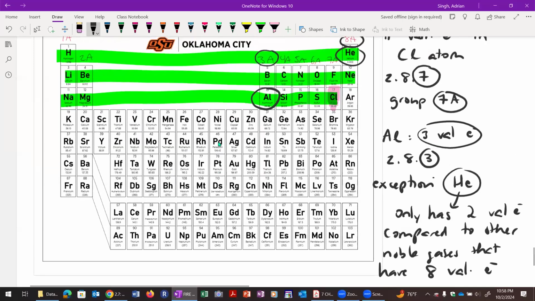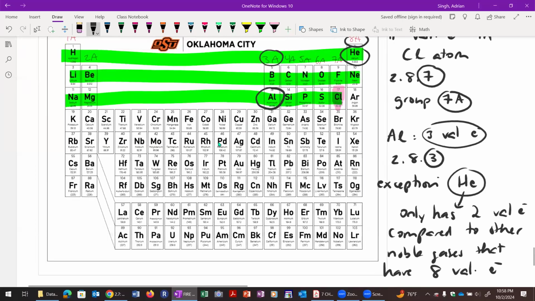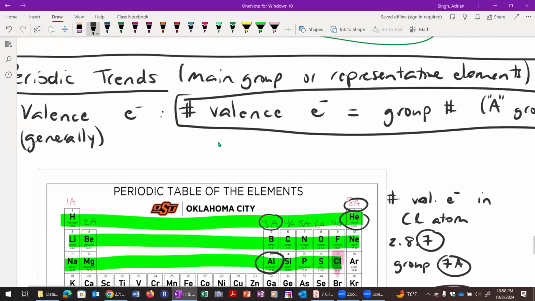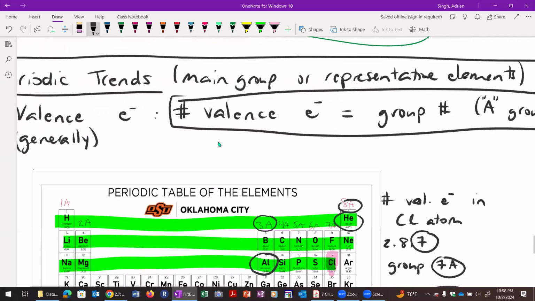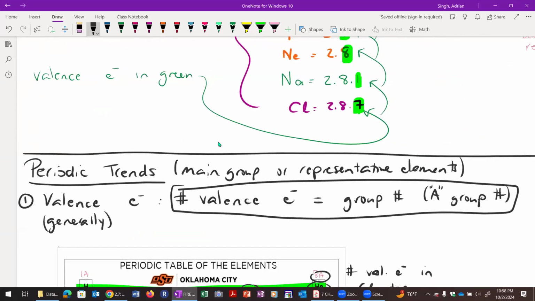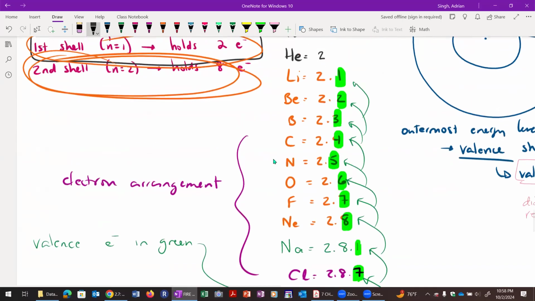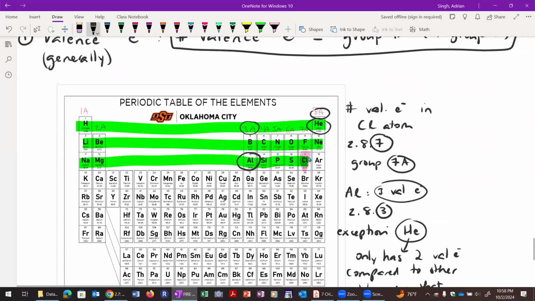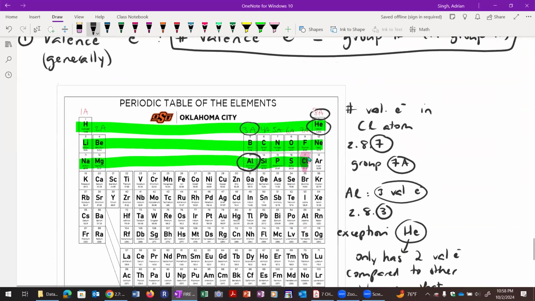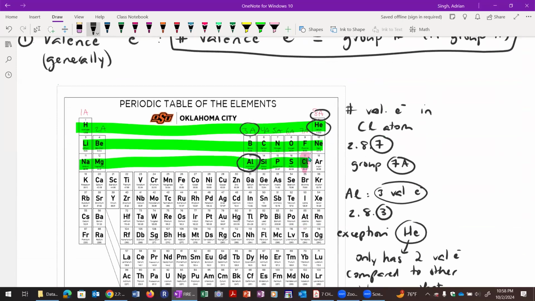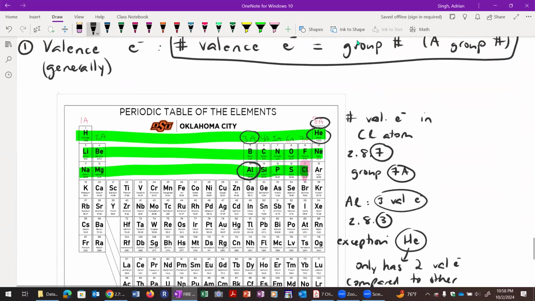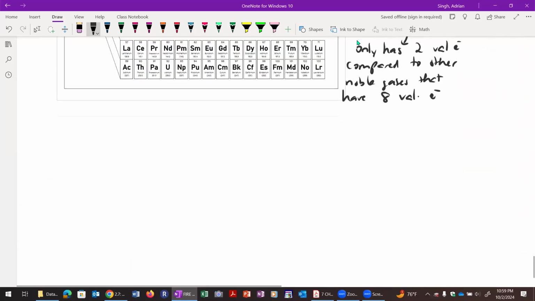All right, so generally, it's very, very easy to determine for the representative or the main group elements how many valence electrons, right? You can go through and write out your electron arrangements if you wanted to, or you can just use the shortcut from the periodic table and equate the group number to the number of valence electrons. That's the first trend that we're going to see, the trend in valence electrons.